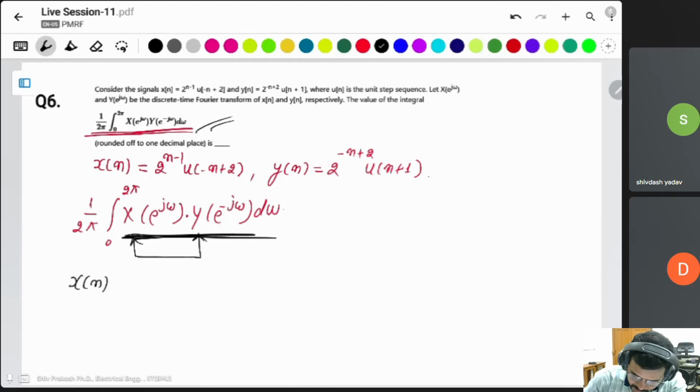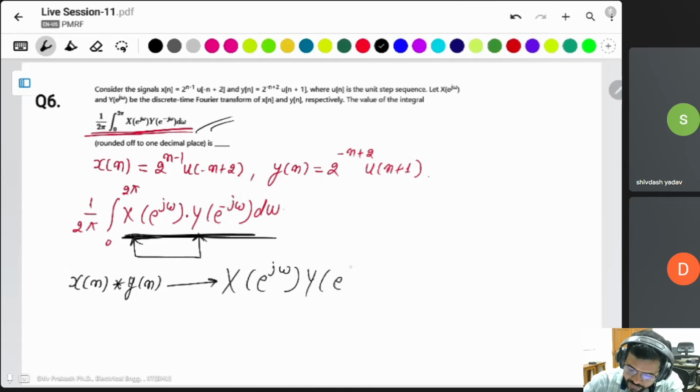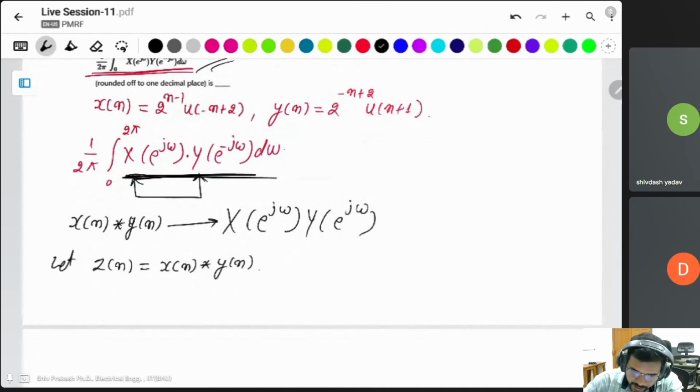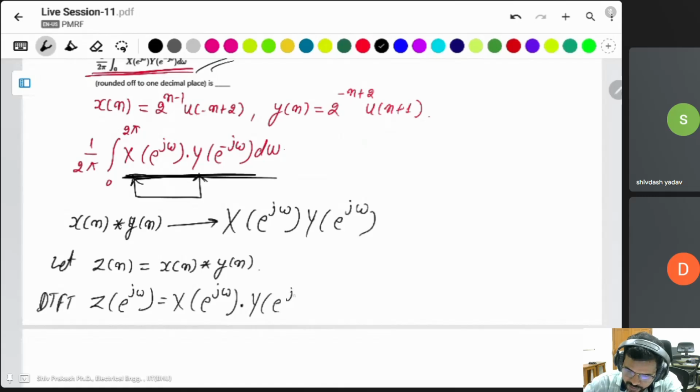Now xn convolution of yn in the time domain becomes, in the frequency domain, X(e to power of j omega) into Y(e to power of j omega). Let another function be zn, which is the convolution of xn and yn. The discrete time Fourier transform of this one, Z(e to power of j omega), is equal to X(e to power of j omega) multiplied by Y(e to power of j omega).